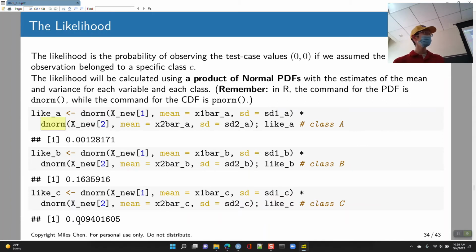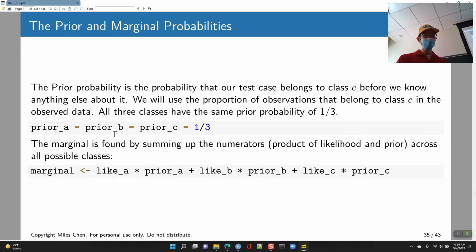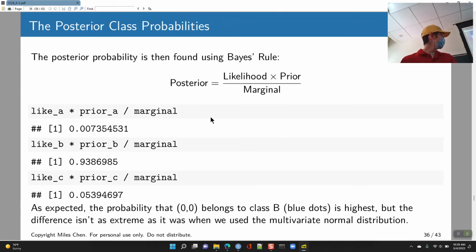All right. Is that okay? Calculating the densities here, or the likelihoods. So we say, what's the likelihood of x1? And we do it for class A, class B, and class C. And then again, to get the marginal probability, the priors we're all going to set to 1/3 each. The marginal is the likelihood times the prior for everything in the numerator for all three classes. And this is what we end up getting.